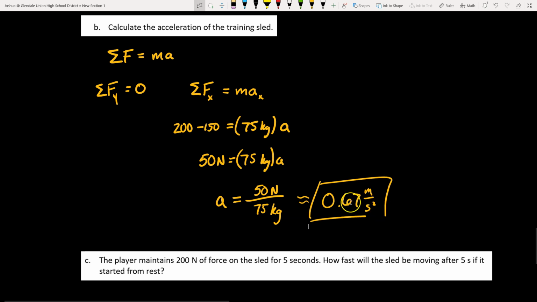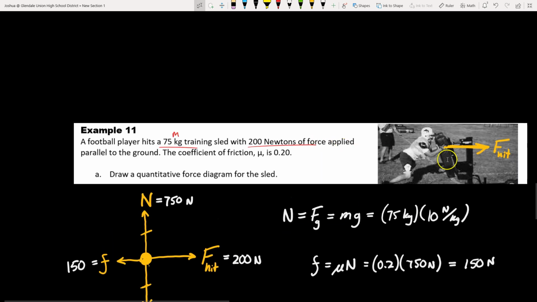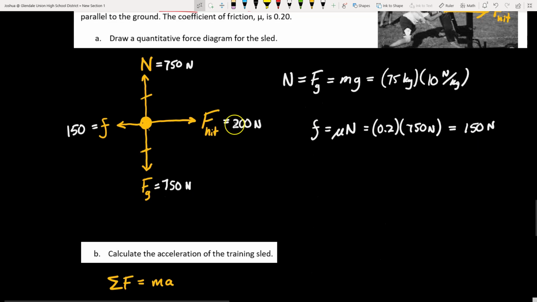Remember, that is positive, which means that that acceleration is to the right in the positive direction, which makes sense because when I look at this force diagram, I have more force going to the right than I do to the left. So that tells me this object is going to accelerate to the right.